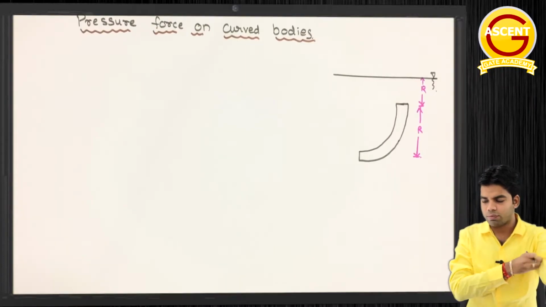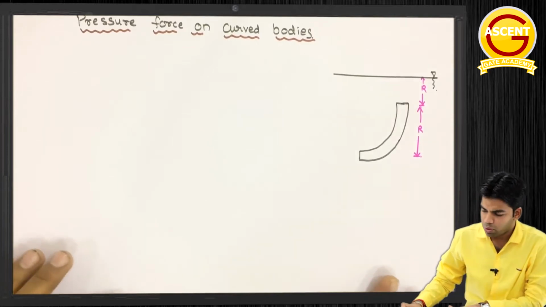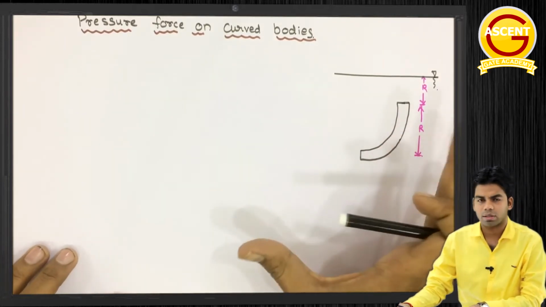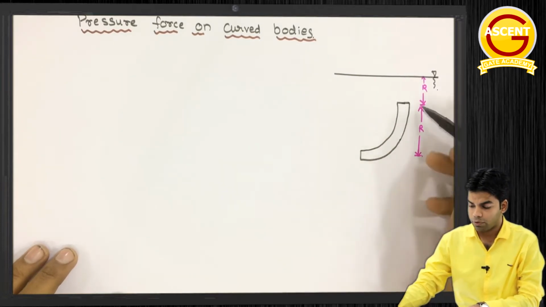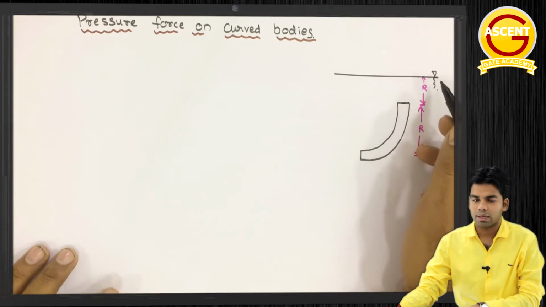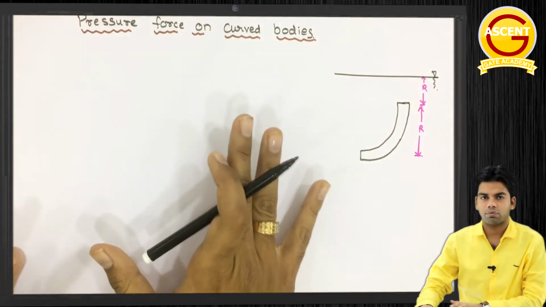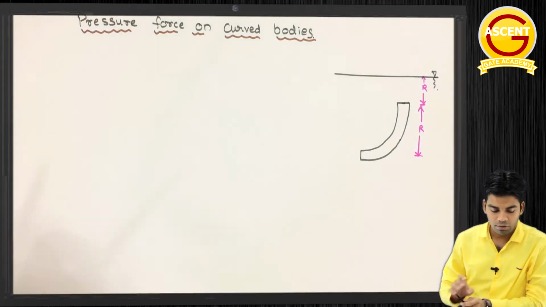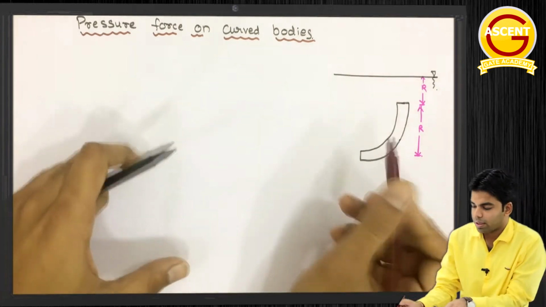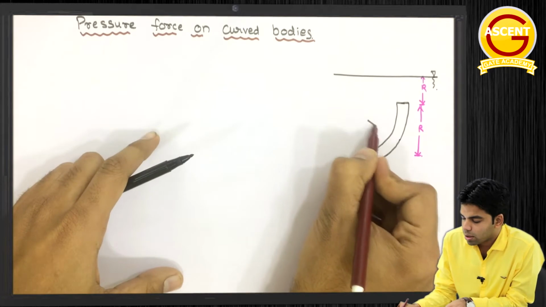Okay, next is the pressure force on the curved bodies. Suppose we have one curved body, and we are assuming this curved body as a quarter circle, the circle of radius r, which is at a distance of r from the free liquid surface, and we have to determine the pressure force acting on this particular curved body.